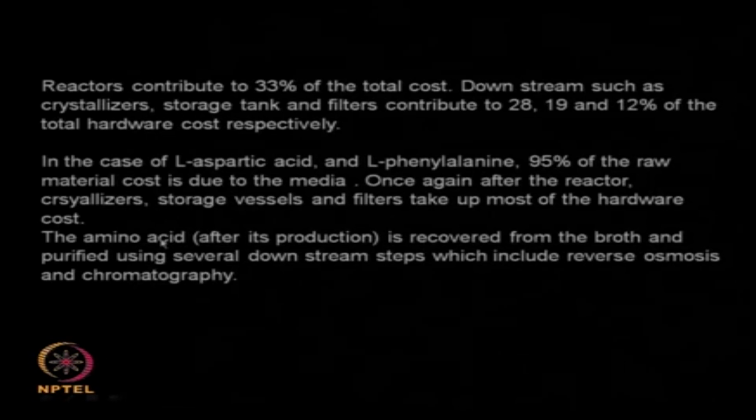Let us look at the downstream. The amino acid after its production is recovered from the broth using several downstream steps. You also use something called reverse osmosis, and you also use something called chromatography. We are going to talk about each one of these downstream units in more detail in the forthcoming classes.